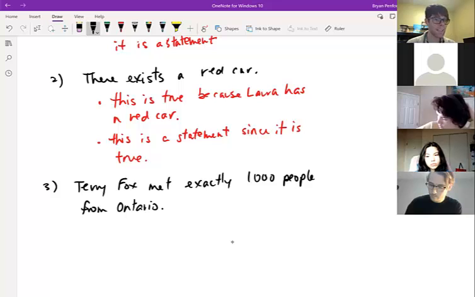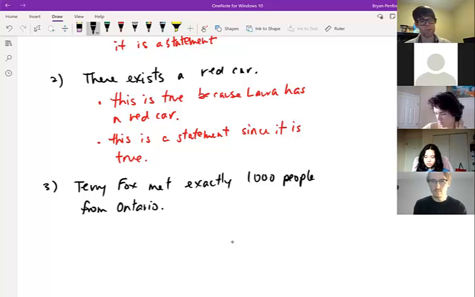So the sentence is, Terry Fox met exactly 1,000 people from Ontario. How do you feel about this one?